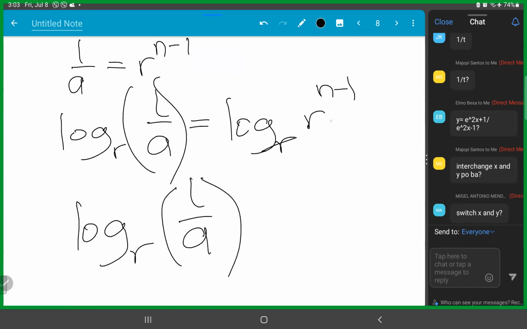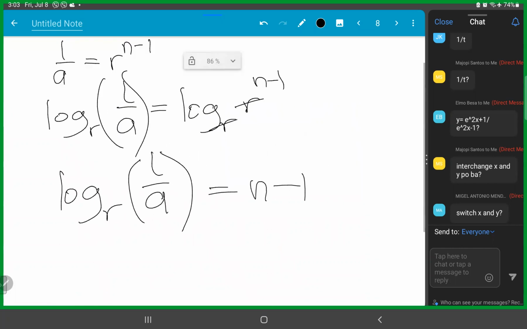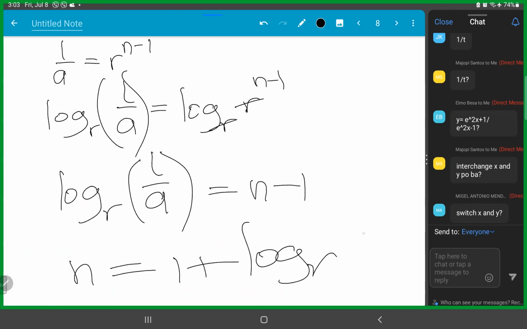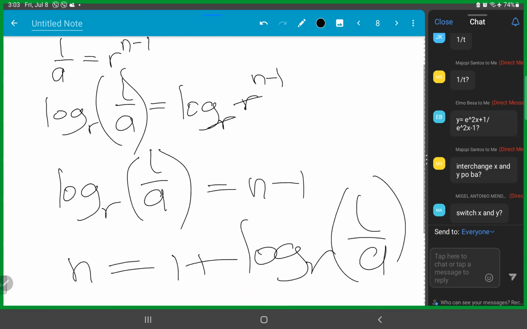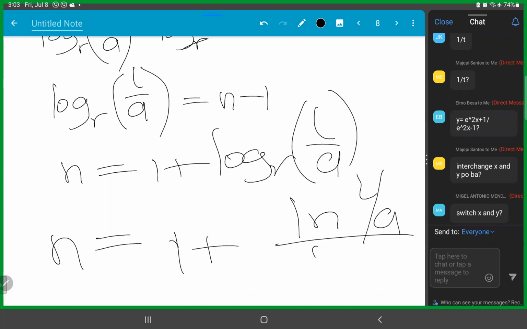Base R cancels base R. No? Pag log tsaka exponential yung isa. Then tapos agad, di ba? Bumaba lang, nagbalik lang yung n-1. Yun lang, naka-base R yung sabot mo. Yung kanina, ang sabot natin, naka-ln. Ito yung sagot natin kanina nung ln tayo eh. 1 plus log ln L over A ln R.